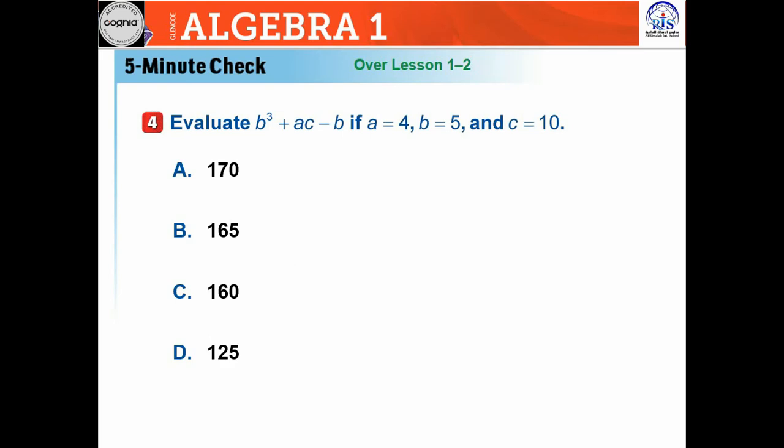Here also the same, B cubed plus AC minus B. First, you replace each variable by its value, then you do the order of operation in the correct way. The order of operation, of course, first we have what? First we do the brackets, then power, then multiplication or division in order, then addition or subtraction in order. The answer is 160.